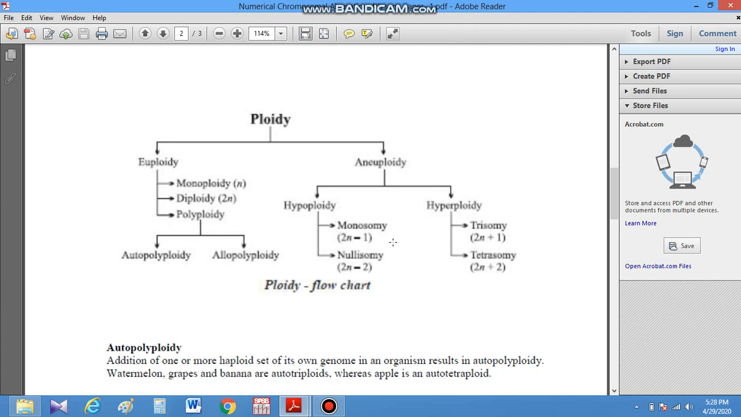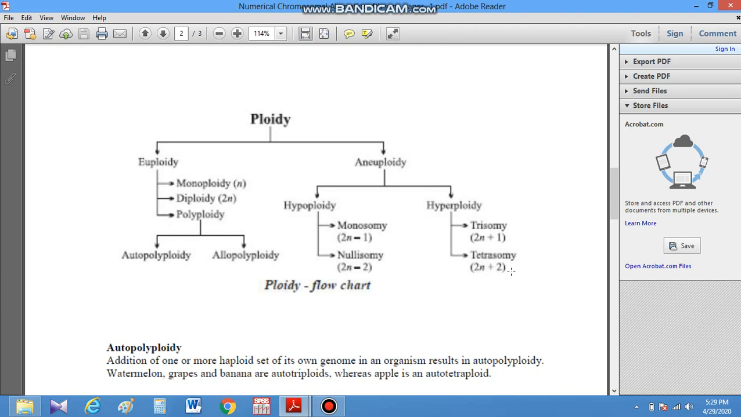When there is a loss of one chromosome from a diploid cell, it is represented by 2n-1 and it is called monosomy, and in the case of nullisomy there is a loss of a pair of homologous chromosomes and it is represented by 2n-2. In the case of hyperploidy, there are trisomy and tetrasomy. In trisomy, there is addition of one chromosome to the diploid set of chromosomes, and in the case of tetrasomy, there is addition of two chromosomes to the diploid set of chromosomes.